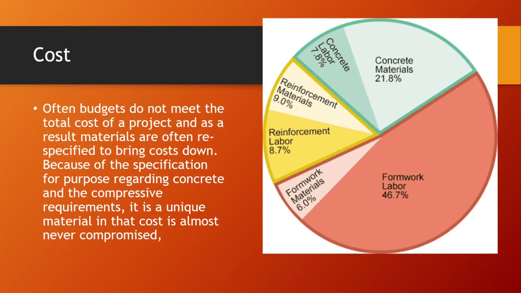Okay. So if we look at the concrete materials, let's suppose this is a £1 million foundation project. £218,000 of that would be the materials itself, which leaves about 80% for everything else. So it's not actually the greatest cost there.